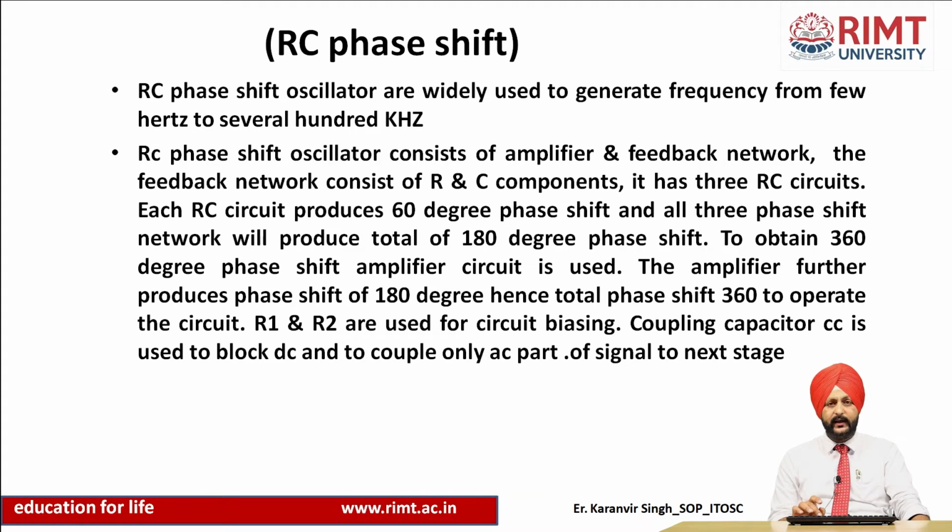Now we are left with producing another 180° phase shift. That 180° phase shift is produced by the transistor amplifier, because the transistor amplifier has the ability to produce a 180° phase shift. When a total phase shift of 360° is produced, the circuit is able to operate properly. The components used in the RC phase shift oscillator, R1 and R2, are used just for circuit stabilization. Another component, the coupling capacitor, is used to block the DC component and to couple only the AC part of the signal to the next stage.